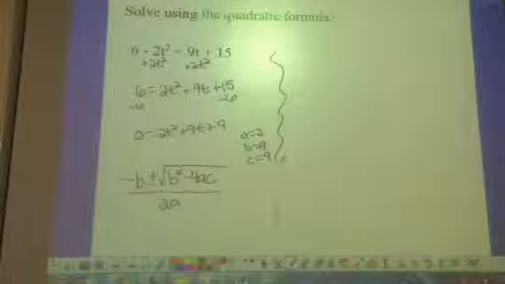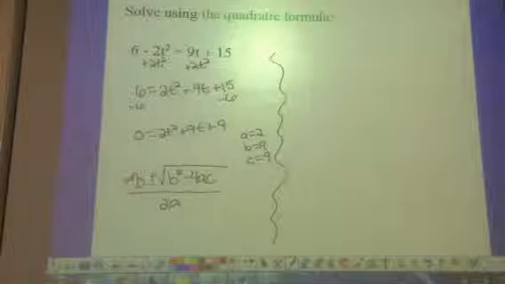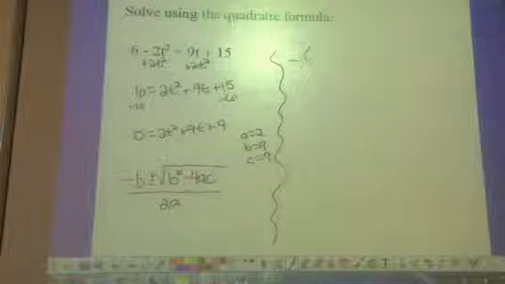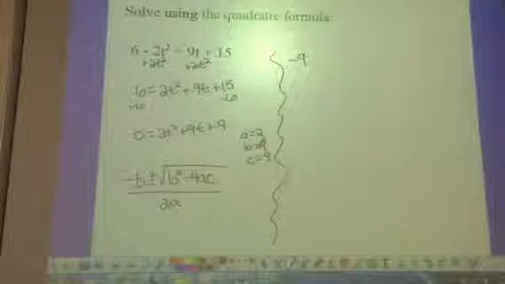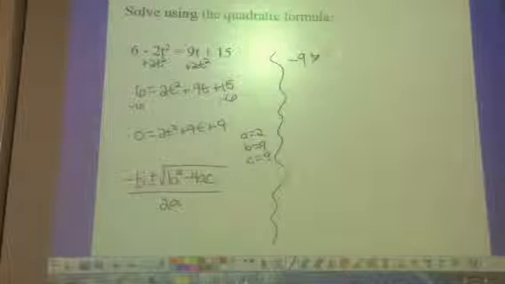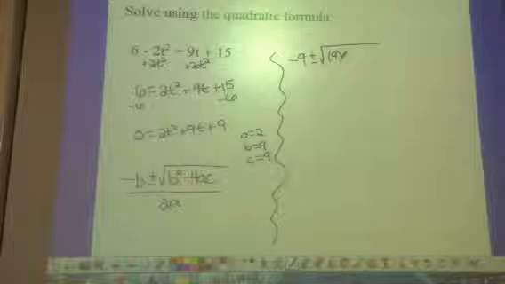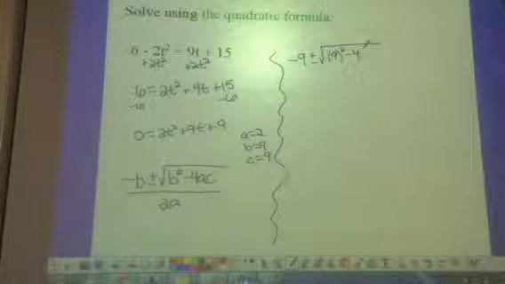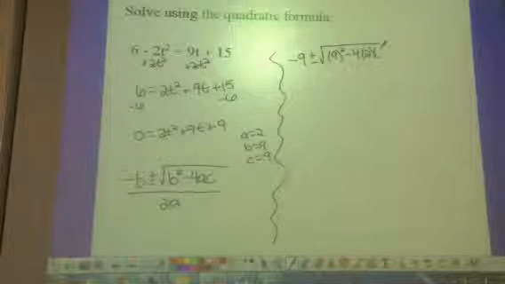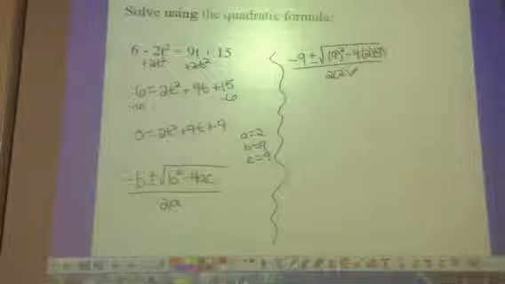Okay, so now I'm going to substitute into my formula. So the opposite of b would be negative 9, because the opposite of positive 9 is negative 9, plus or minus the square root of b squared, in parentheses, minus 4ac all over 2 times a.